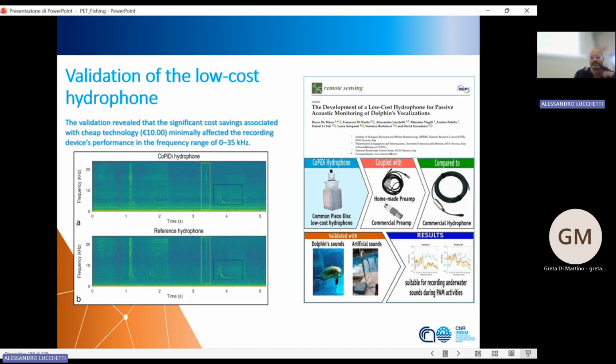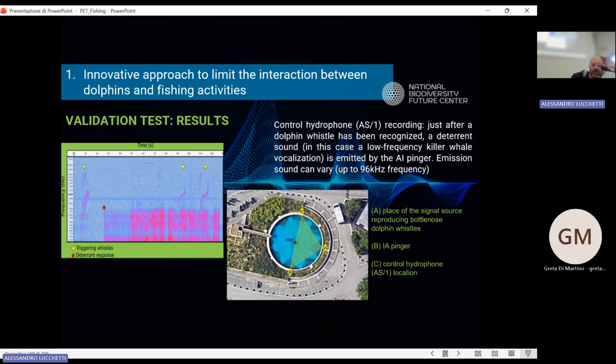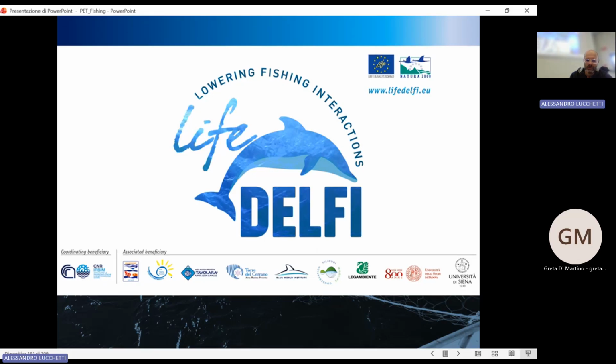And here is the reference hydrophone, and our hydrophone. As you can see, the quality is not exactly the same, but we were able to detect the presence of a dolphin again. I don't want to lose time here, but we started making some experiments in the, not aquarium, in the marine park, in Cattolica. I don't want to show you this.